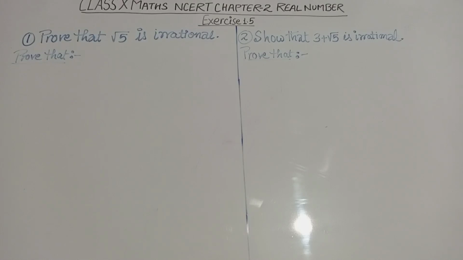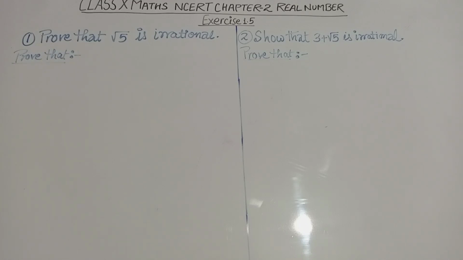Hello, in this video we will do class 10th maths NCERT chapter 1, real numbers, exercise 1.5, question number 1: prove that root 5 is irrational. And the second is to prove that root 3 plus root 5 is irrational. In the previous video we have done root 2 is irrational. So now the same procedure we will do here.